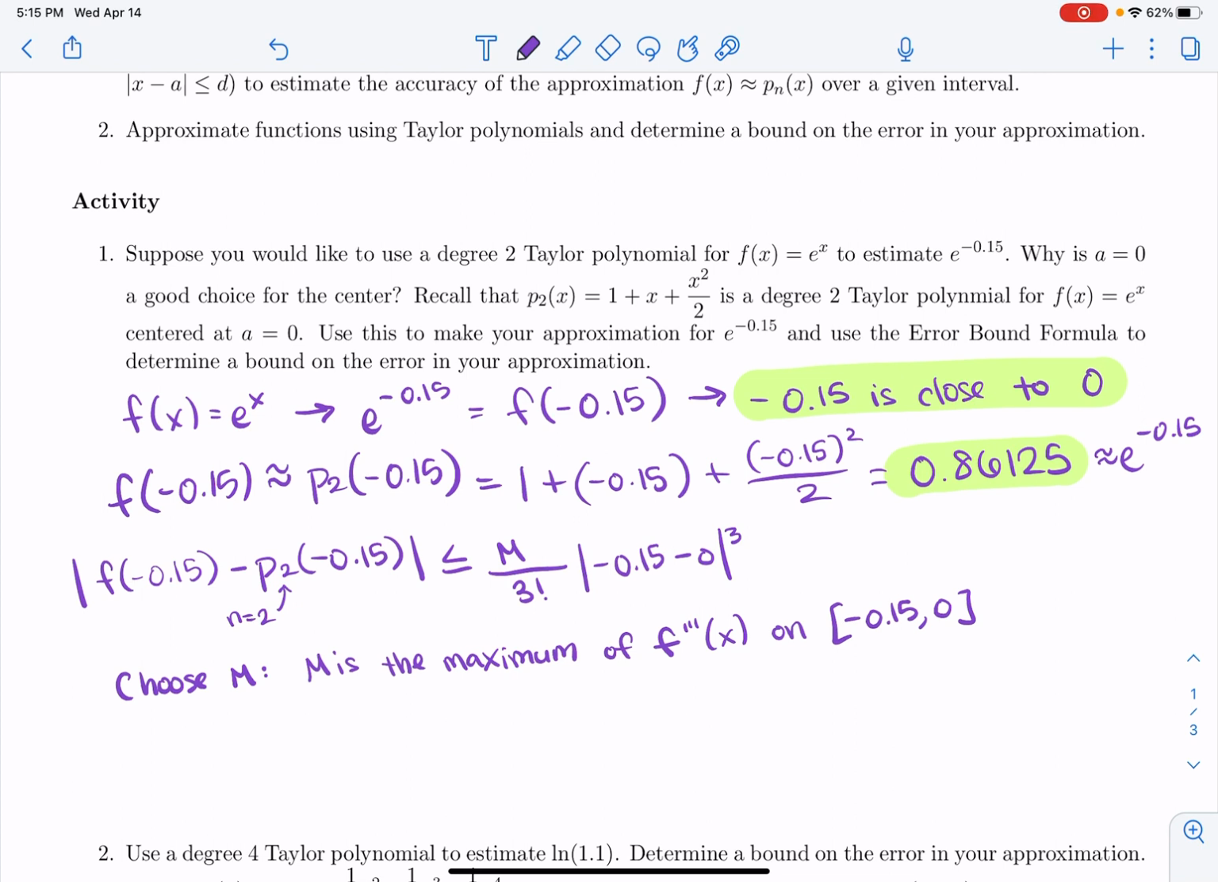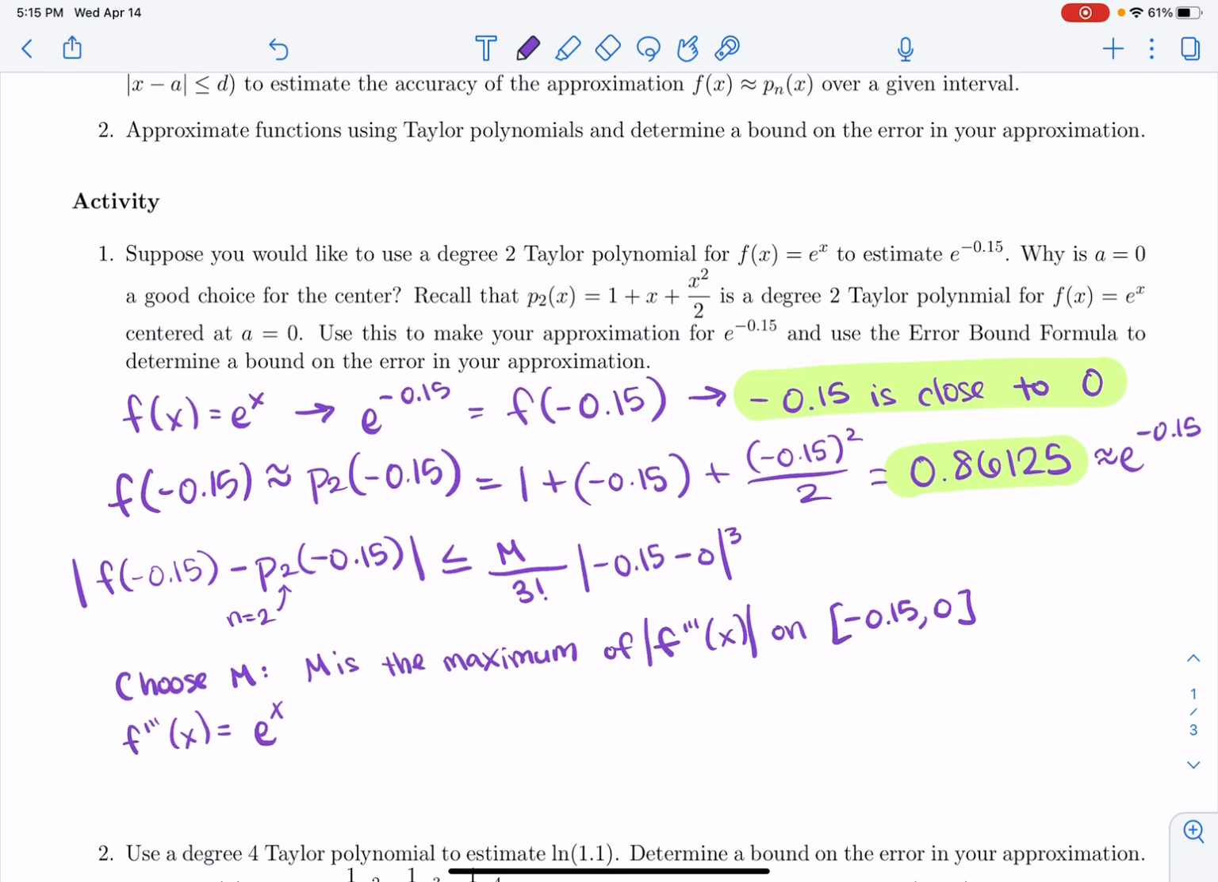Okay, so what is f triple prime of x? Well, our function is e to the x, and every derivative is just e to the x, so f triple prime of x is equal to e to the x. And really, I should have put absolute values around that. It's the maximum of the absolute value of f triple prime of x. Not a big deal here because we don't have a minus sign, but if there was a minus sign, you would want to just ignore that.